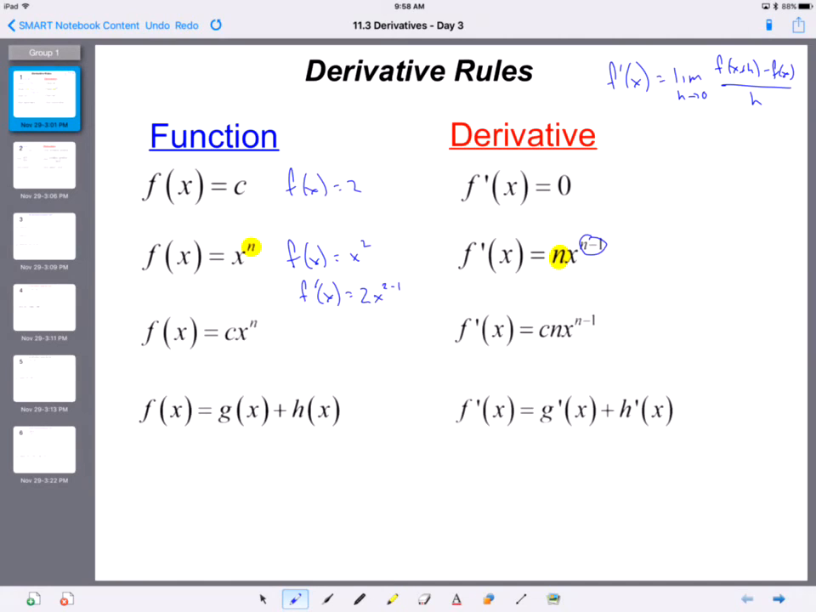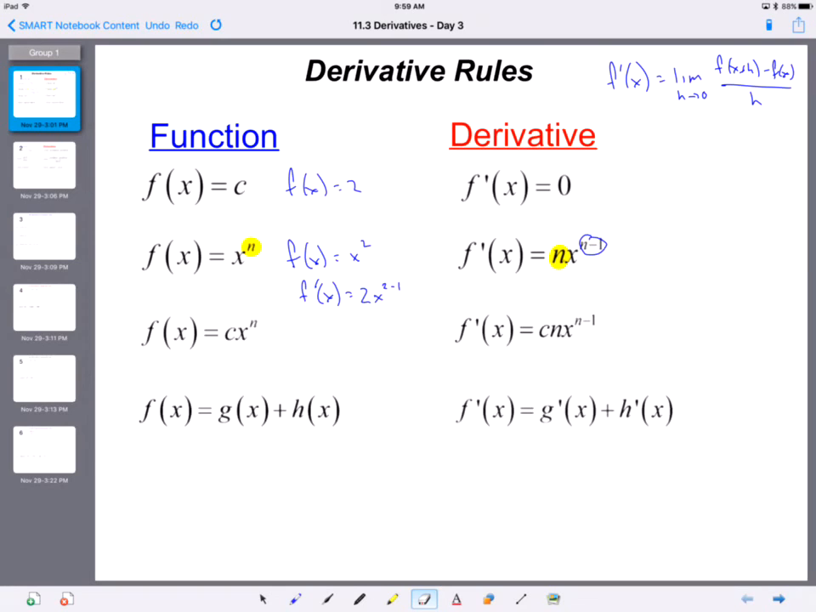On the next one, we have a coefficient in front of the x to the n, so that really just stays there, and then it repeats the one above it. So the n moves to the front, now gets multiplied by that coefficient c, and you still subtract 1 from the exponent. With addition, the nice thing is when you have two functions being added, such as polynomials, like the linear ones you did, like 3x plus 2, then you just need to take the derivative of each individual term and keep those added together. So those are the first three.